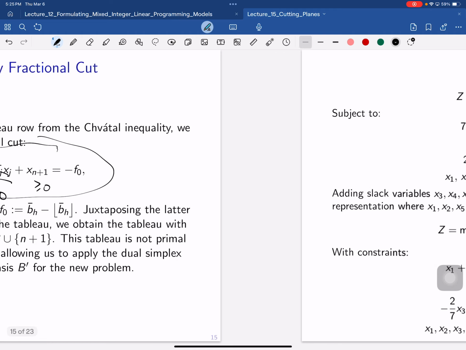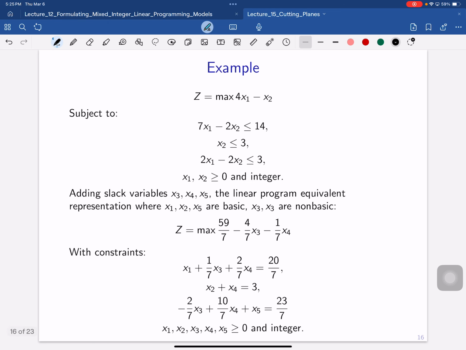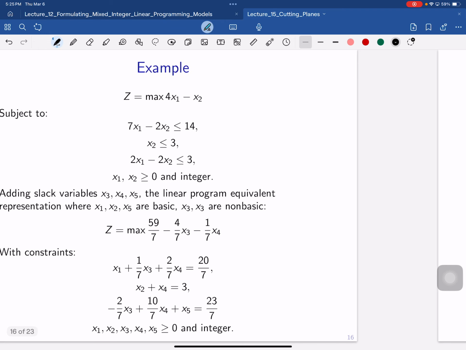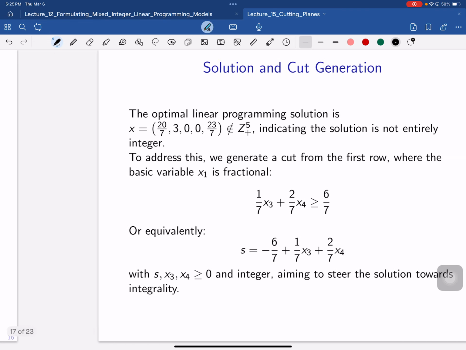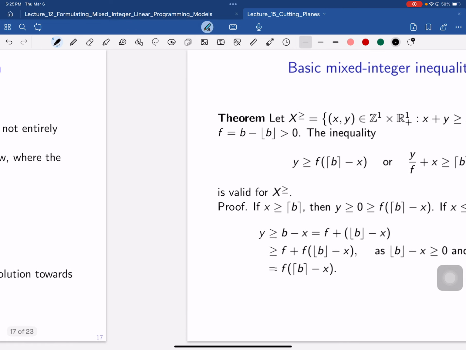Now we've already talked about how to calculate a cut for integer linear programs. You can follow this small example here as well. Right? I will not go into the details of this example. You could easily follow that.